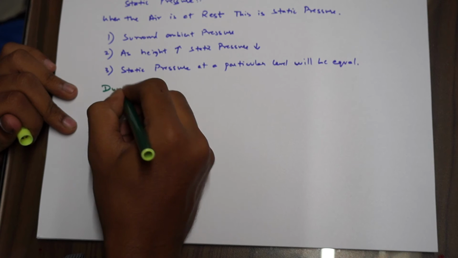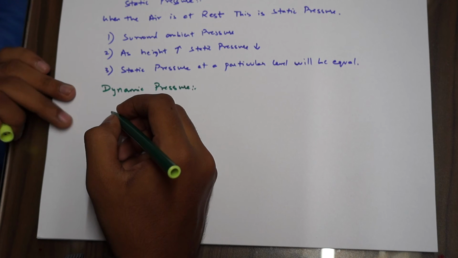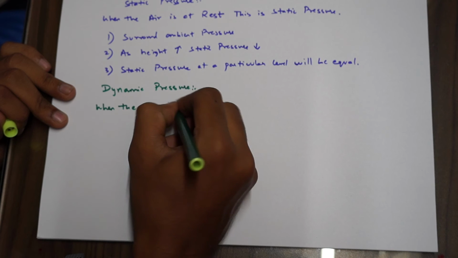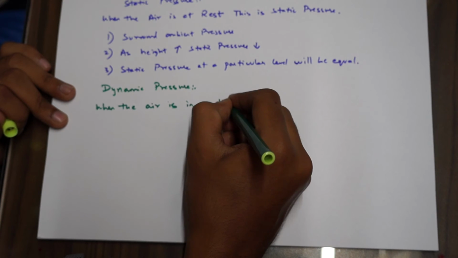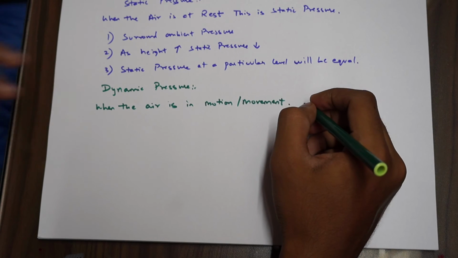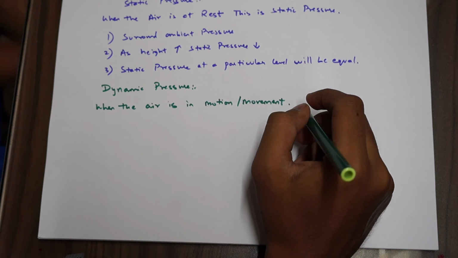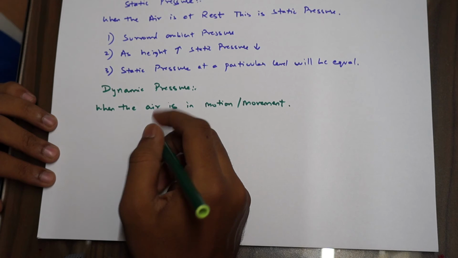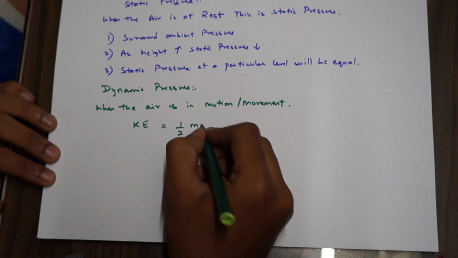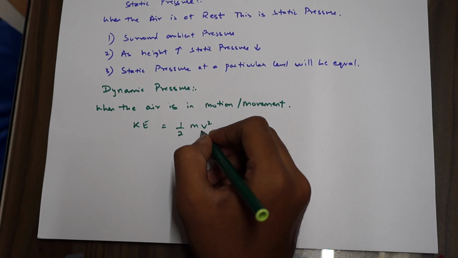Dynamic pressure. So dynamic pressure, when the air is in motion, that is movement. When the air is in motion or movement, that moment when the air exerts the pressure, that is called the dynamic pressure. Alright, so dynamic pressure, we know that kinetic energy equal to half mv square, where m is the mass and v is the velocity.